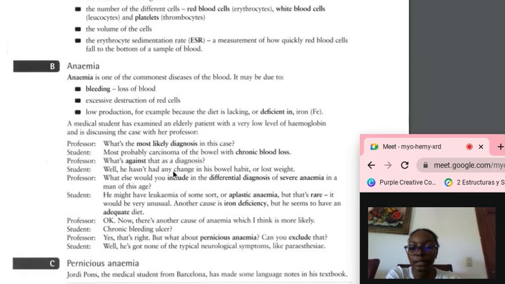Anemia. Anemia is one of the commonest diseases of the blood. It might be due to bleeding, loss of blood, excessive destruction of red cells, or low production, for example, because the diet is deficient in iron.